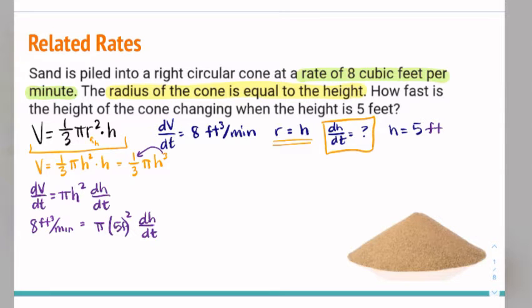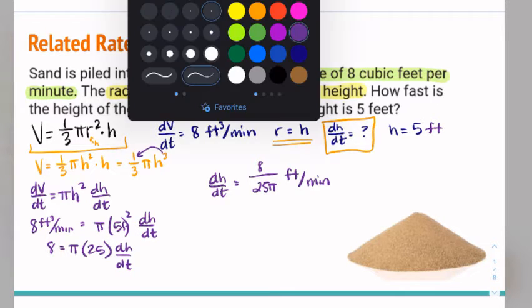Okay. So that's going to give me 8 equals pi times 25 dH/dt. So dH/dt is going to be equal to 8 over 25 pi. And this is going to be, we have feet cubed divided by feet squared, so that's just going to be feet per minute.